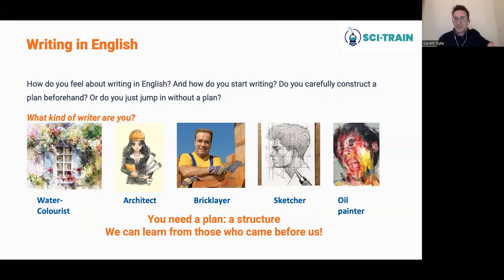But do ask yourself, how do you feel about writing in English? How do you start the writing process? Do you carefully construct a plan beforehand? Or do you just jump in and start writing?